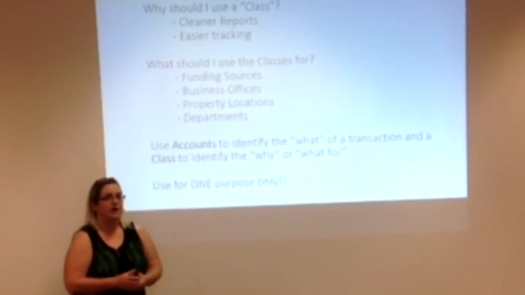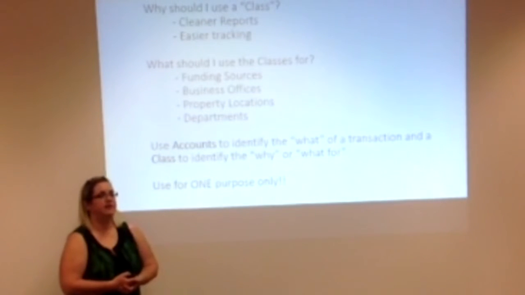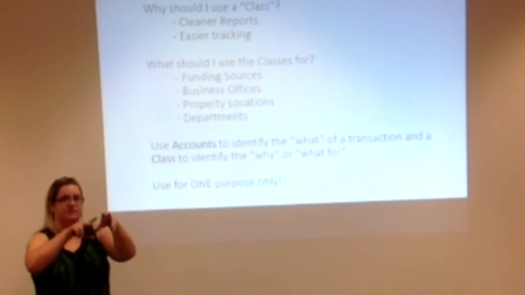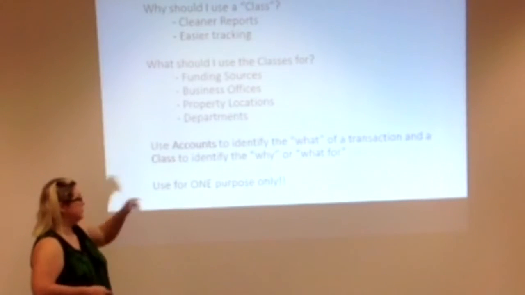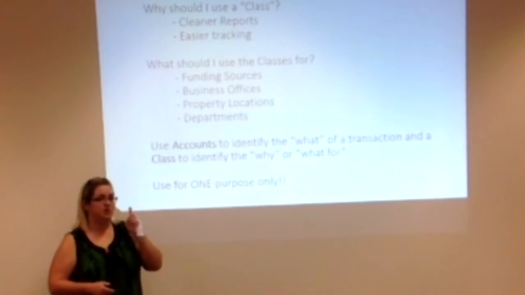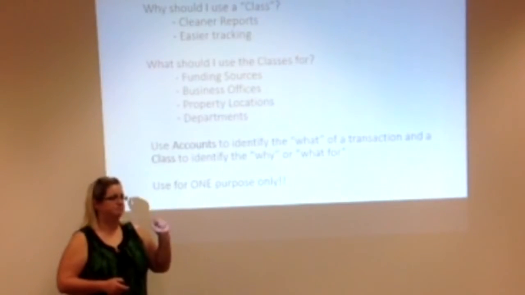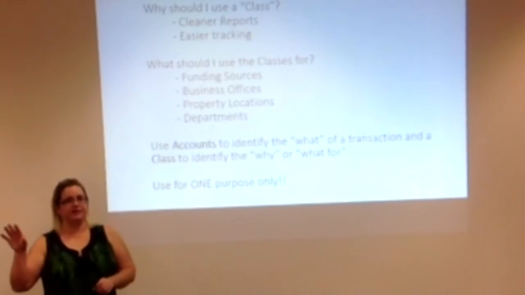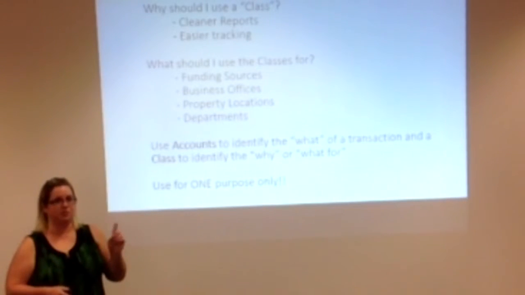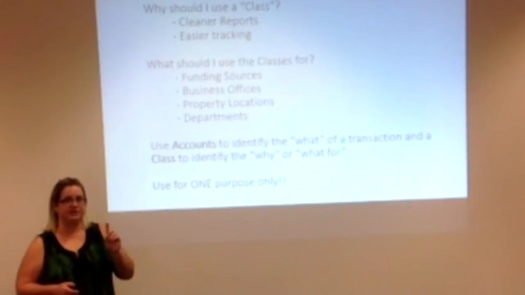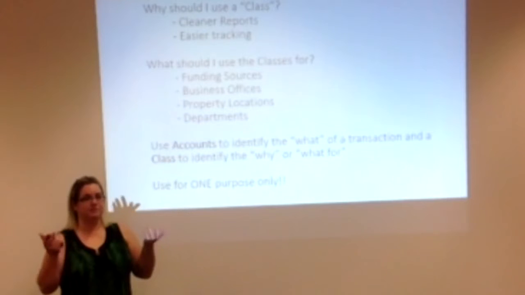The other way that you can do it is if you're hosting an event and you want to only keep track of the expenses for that one event, you can also use a class for that. But you want to make sure that you're only using classes for one purpose. So you don't want to say, okay, I'm going to use a class for my different locations, but I also want to use a class for different employees. You want to make sure that you're only using it for one purpose. Otherwise, you're going to get stuck in a situation where you're going to say, well, this particular transaction belongs to both this class and that class, and then what are you going to do?